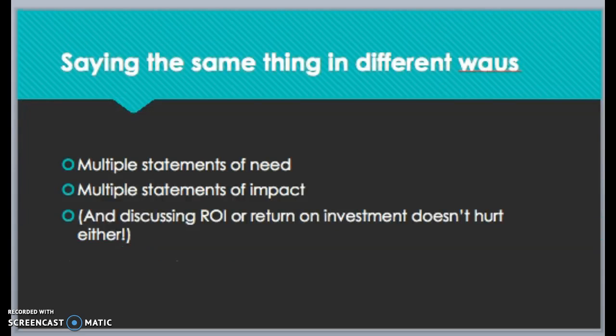In order to write about your project in a few different ways for the LOI and the proposal, the best thing you can do is come up with multiple ways of addressing statements of need, statements of impact, and, as I'll touch on a little bit at the end of this lecture, discussing return on investment doesn't hurt either. I know it's a little confusing that there are these two acronyms, ROI and LOI, very different things, obviously.